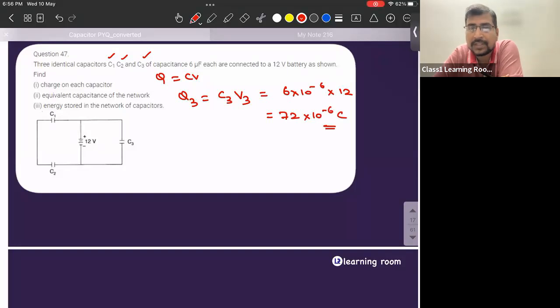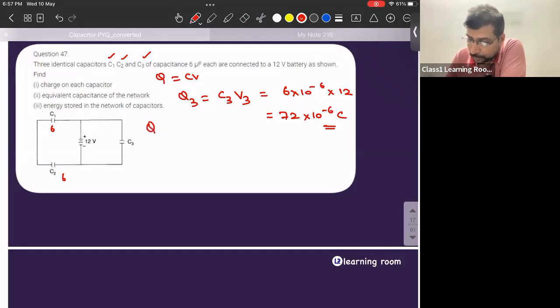So that is going to be the charge which is appearing across the third capacitor. Whereas if you look at C1 and C2, they both are in series and fortunately they both are identical. So the total potential that is appearing across C1 and C2 is 12. Since they are identical, the 12 will get split as 6 and 6.